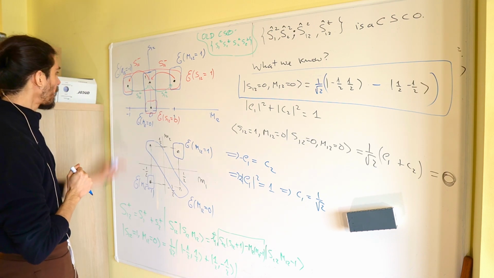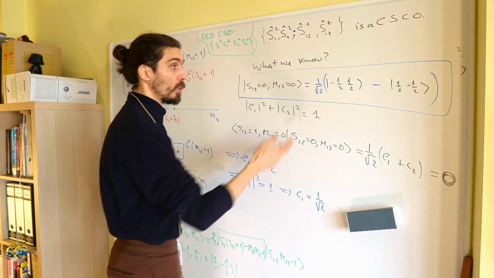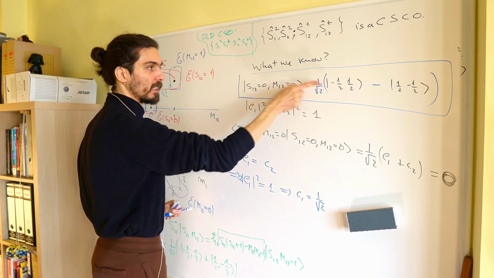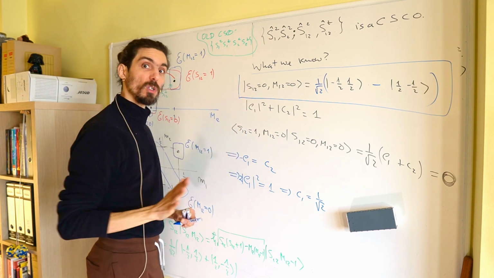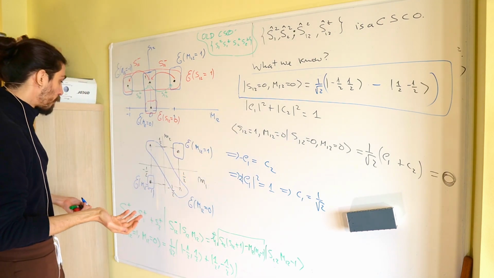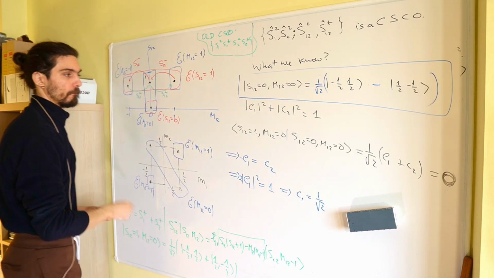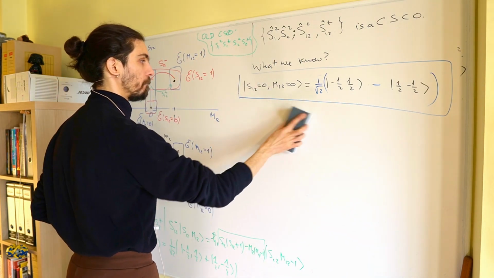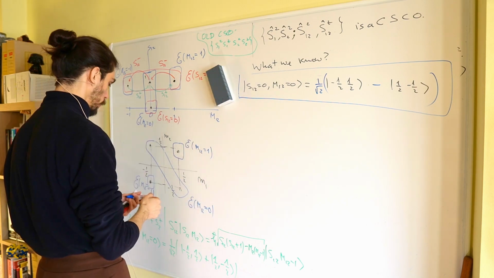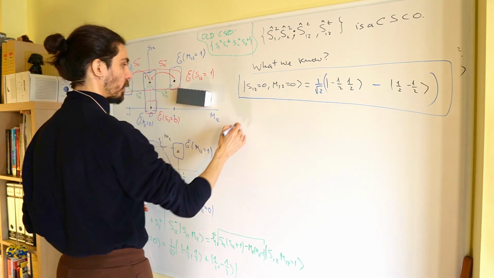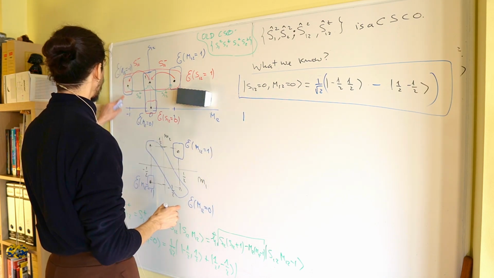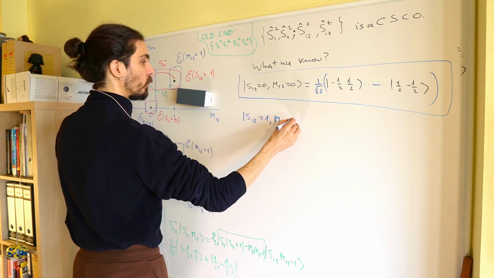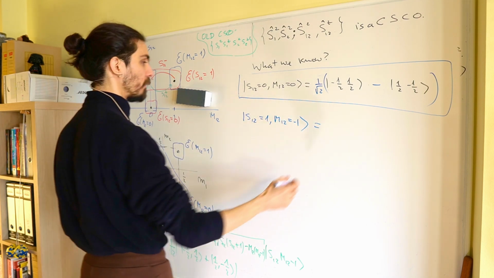Now, what about the last one? The last one is easy. We could again act with a ladder operator, S12 minus, on this one. So act on both sides with S12 minus. I'm not going to do that because it's obvious. This cat must be that cat. So let me write it. The final one, which is S12 equal to 1, M12 equal to minus 1, must be that one.